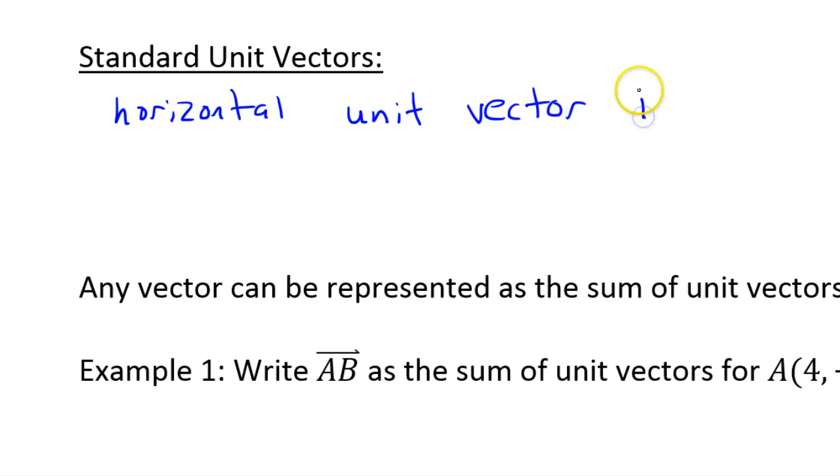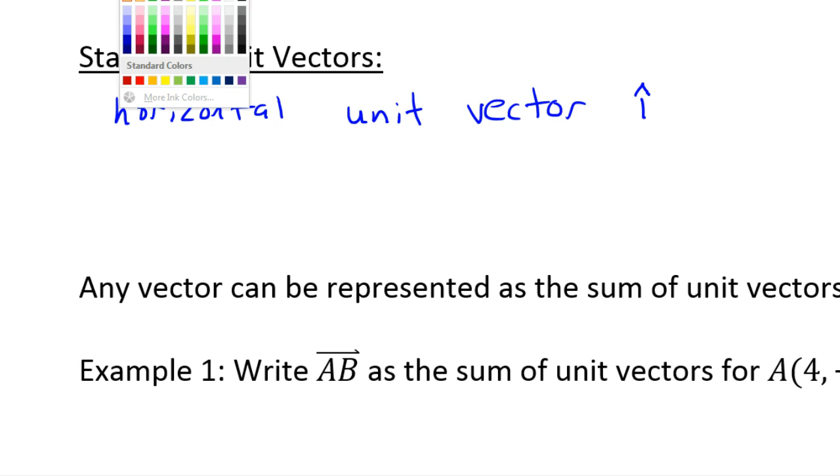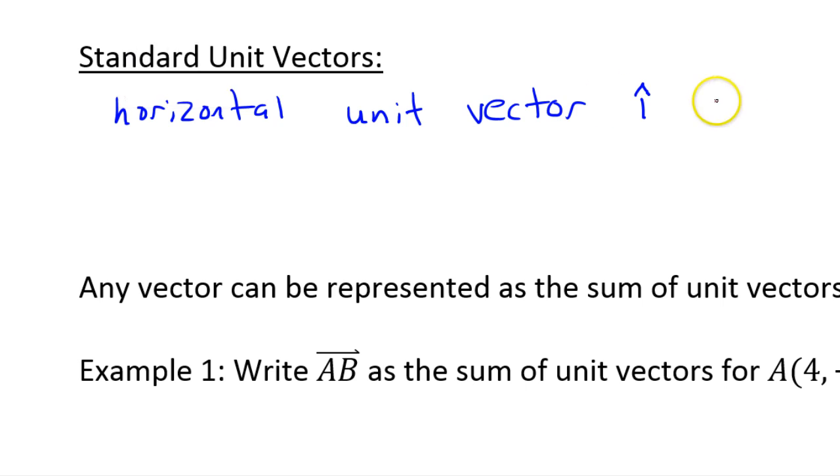which is vector I. And instead of putting the usual little arrow symbol over it to show that it is a vector, unit vectors have a special symbol. It's like a little hat, and that means it's a unit vector. So the horizontal unit vector is called I. So we are talking about a horizontal vector that has a magnitude of 1.